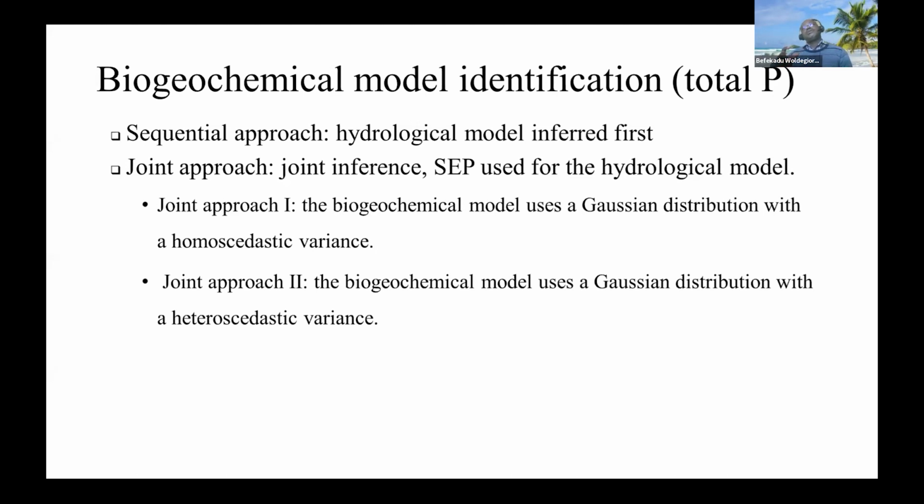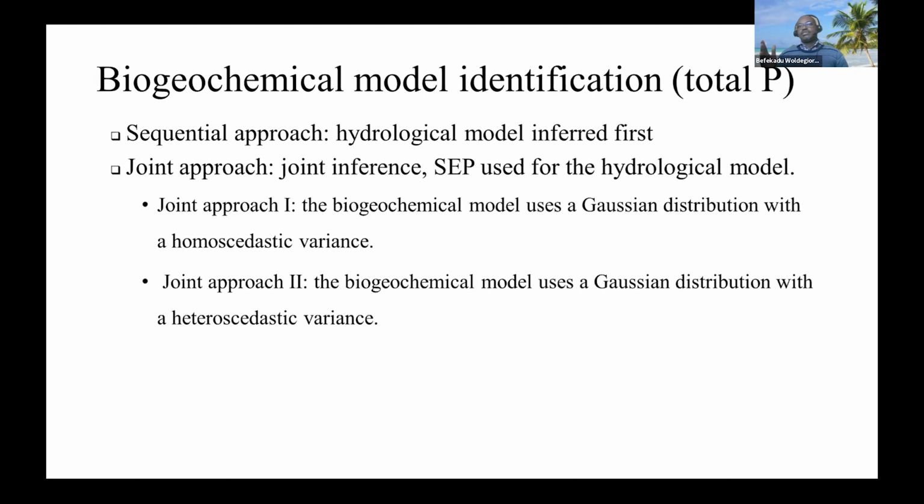Within the joint method, I make two comparisons based on the type of error models fitted to the biogeochemical model residuals, which are the total phosphorus load residuals in my case. The first one fits the total phosphorus load residuals with a Gaussian distribution having a constant variance. In the second approach, the total phosphorus residuals are fitted with a Gaussian distribution, but with variance expressed as a function of the total phosphorus simulation magnitude. The comparison is mainly focused on parameter identifiability and prediction uncertainty.